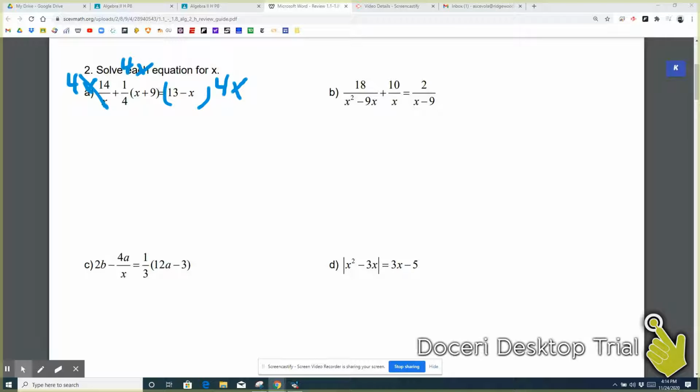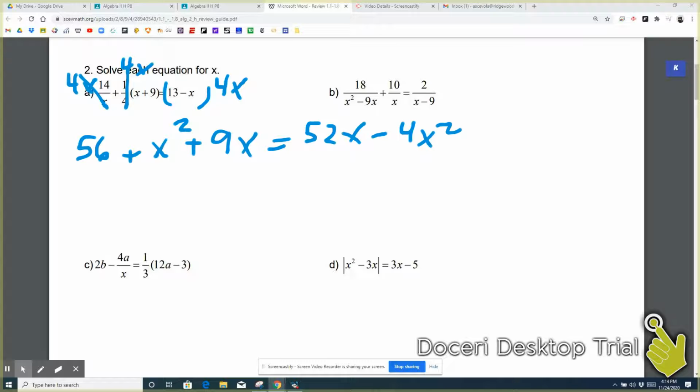So I get 4 times 14 is 56, plus 4x times 1/4, which is just going to be x. And when I distribute it, I get x squared plus 9x. All right, and then equals 4x times 13, which would be 52x, and then minus 4x squared. All right, so now we have this rational equation, which now looks like a quadratic equation.